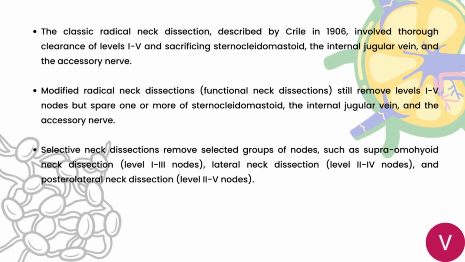The classic radical neck dissection, described by Krill in 1906, involved a thorough clearance of levels 1 to 5 and sacrificing the sternocleidomastoid, the internal jugular vein, and the accessory nerve. Modified radical neck dissections still remove level 1 to 5 nodes but spare one or more of the sternocleidomastoid, the internal jugular vein, and again the accessory nerve.